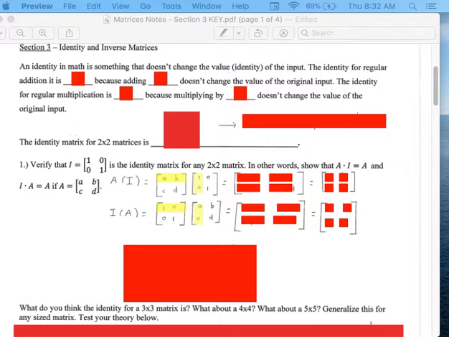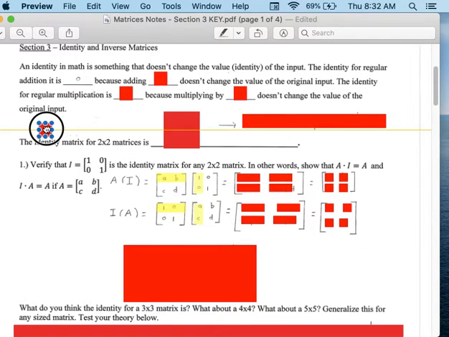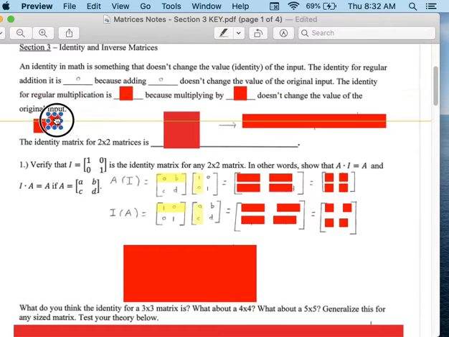So first of all, let's go through what is an identity. An identity in math is something that doesn't change the value of the input. Let me give you a couple of examples. The identity for regular addition is 0 because adding 0 does not change the value of the original input. So when we had the equation y equals x, and some of you asked, well, what's the starting point? I'd say, what can you add to the end that doesn't change it? So plus 0 is understood to be there, okay? You don't have to write it.